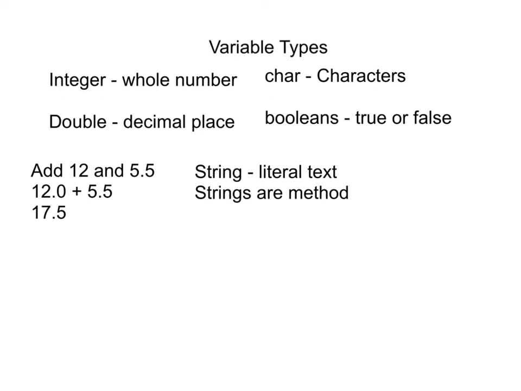So quick review. Integers are whole numbers. Doubles are decimal place numbers, any length of decimal place. Char means characters, so it'd be individual little pieces of characters. Booleans is true or false statements. And strings are considered a method and are a literal piece of text. Depending on which class you are taking, the next video you'll see will show you how to properly declare variables for that language.